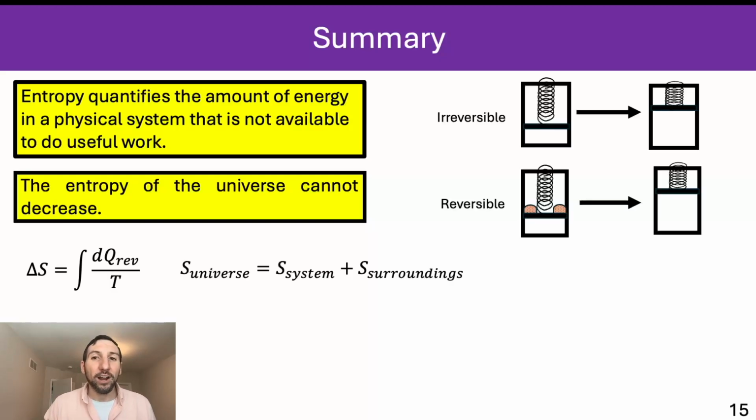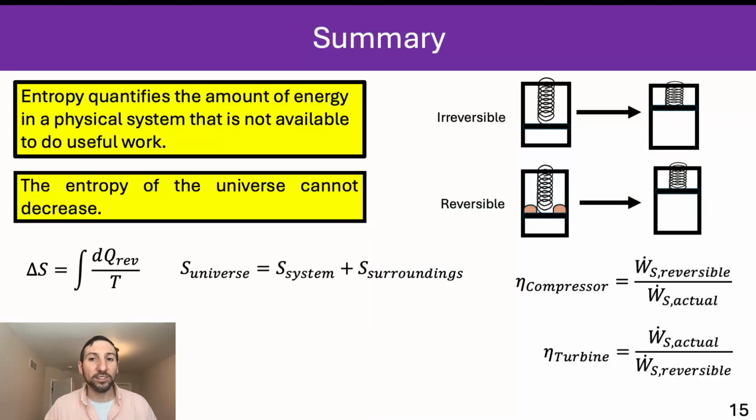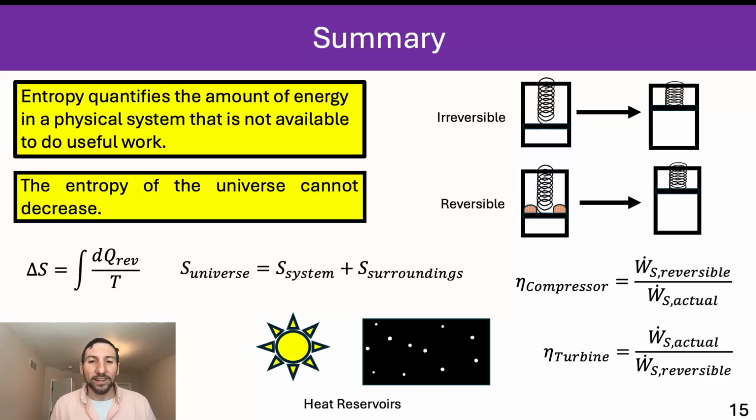We talked about reversible and irreversible processes, and what comes along with it, which is our efficiencies for things like a compressor or a turbine. And finally, we talked about heat reservoirs, which are scenarios that allow us to do a simplified calculation for entropy. And so that's everything for today's video.